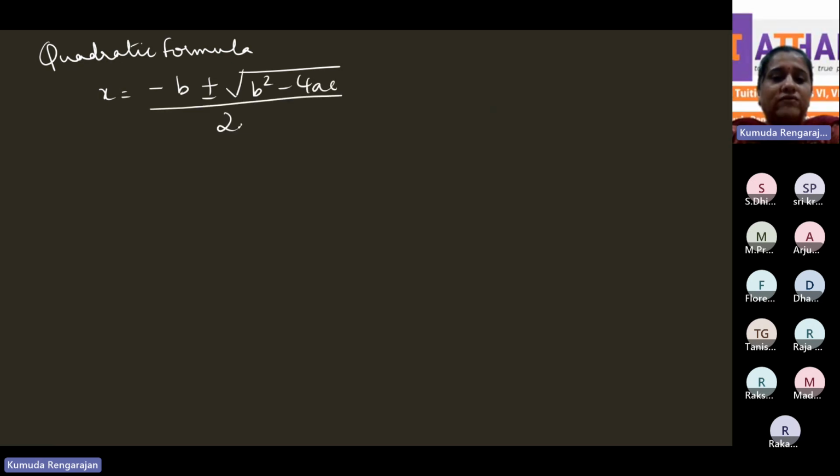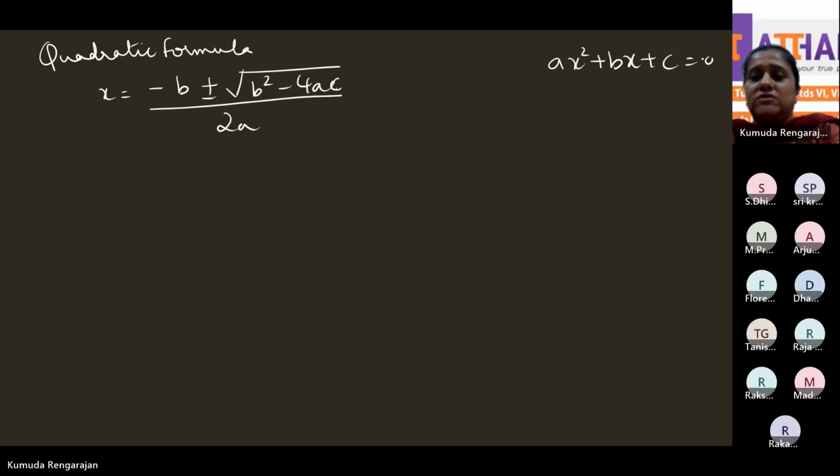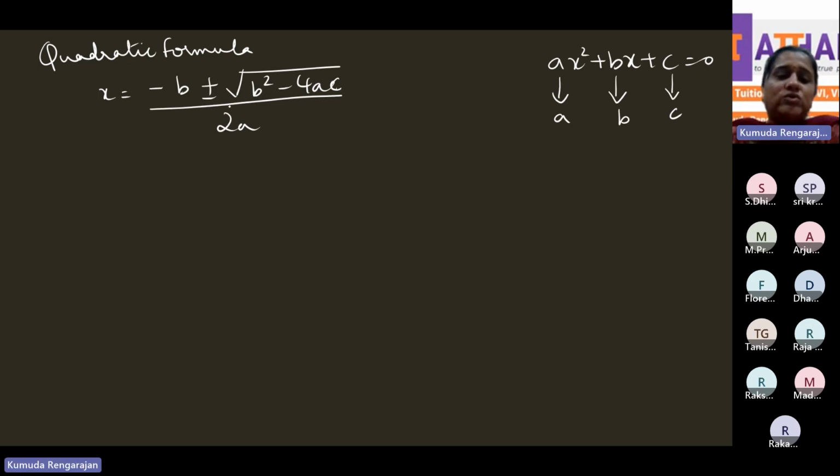So this is the quadratic formula. x is equal to minus b plus or minus root of b square minus 4ac divided by 2a. Now, what are these a, b, and c? This is the standard form of a quadratic equation. So you can see here, a is the coefficient of x squared, b is the coefficient of x, and c is the constant. So when you fill those values in this formula, you will get the two zeros, alpha and beta, of the quadratic equation.